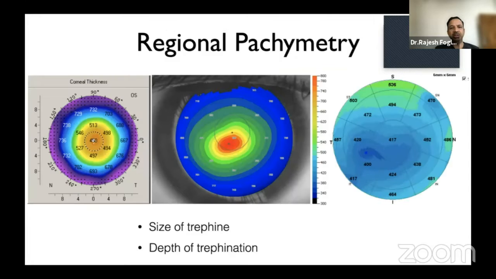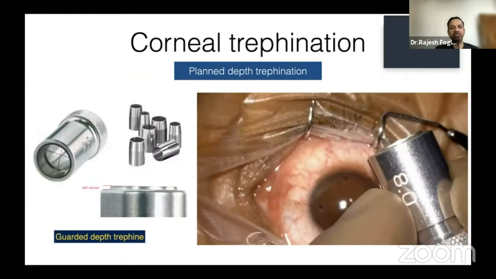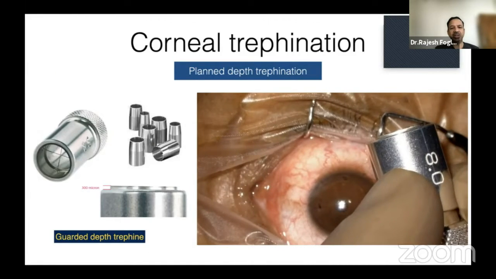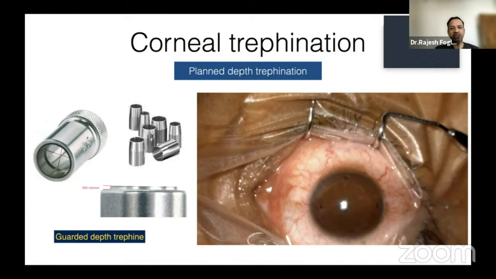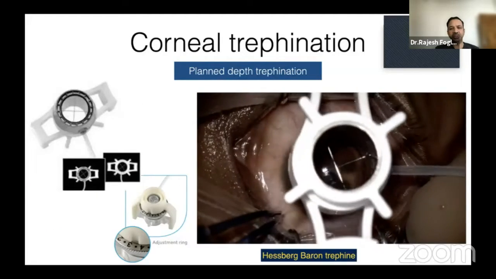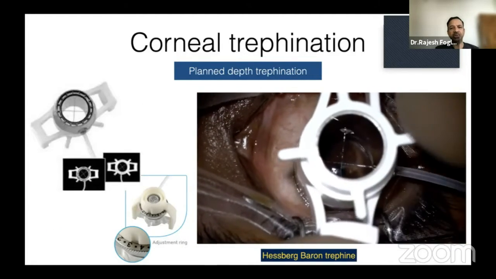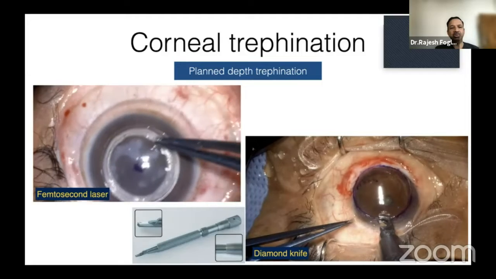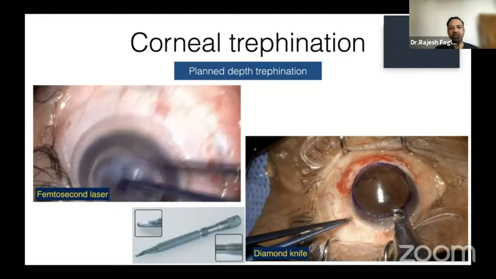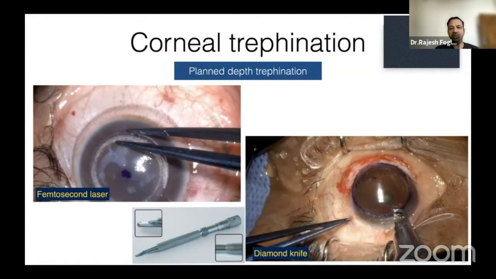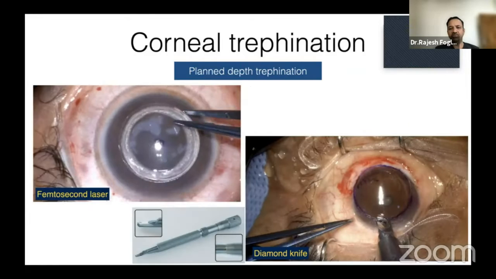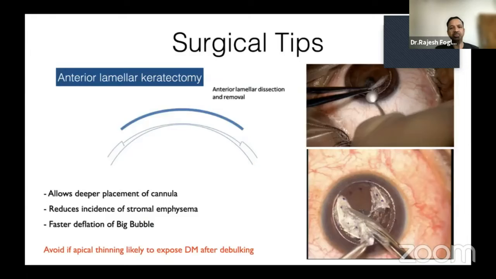In the surgical planning, we already mentioned the importance of regional pachymetry. This helps define the size of the trephine and the depth of trephination. You can have guarded depth trephines, which have preset depths, or you can use the suction trephine, where each quarter turn cuts down a depth of 60 microns. Femtosecond laser has the advantage of providing customized shape to the edges of the incision. In certain cases, we also use the diamond knife for making the original groove.